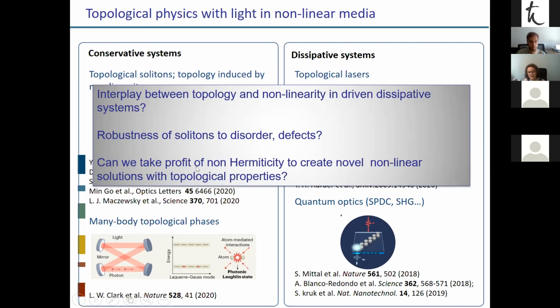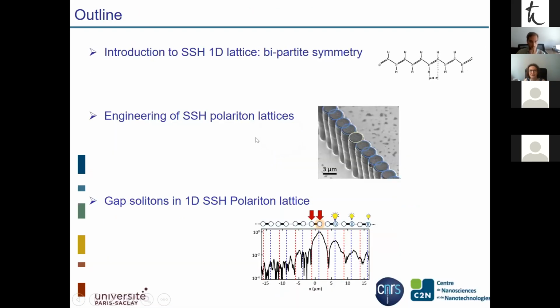And then another question that I will try to answer is whether we can take profit of the non-Hermiticity to create novel kinds of solitons, so solutions that do not exist in conservative systems. So I will again start very basically by reminding you what this toy model, the SSH model, is, how we can engineer with a polariton lattice an SSH chain, and then describe the physics of this gap soliton that we can generate.